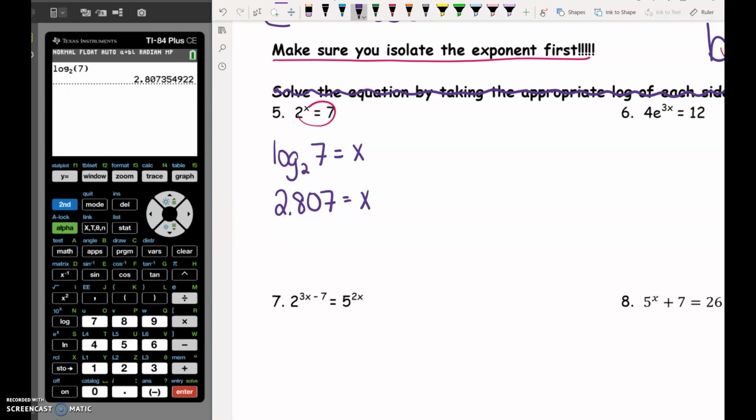What if you don't have this fancy calculator? You can use change of base. Remember to evaluate log base 2 of 7, you do log button 7 divided by log button 2. The important thing is that you close your parentheses before you do the second log. And you get the same thing.